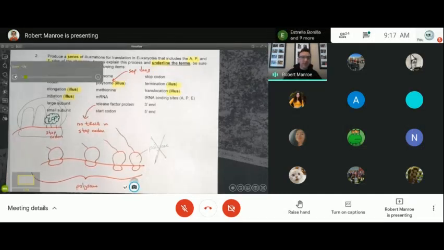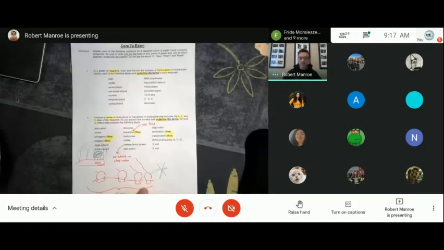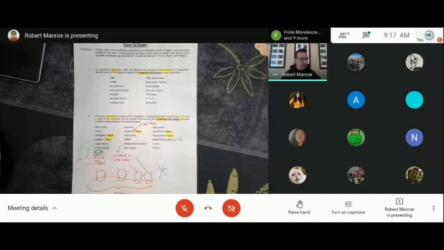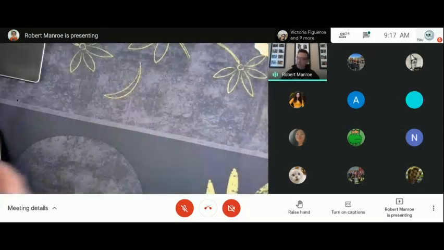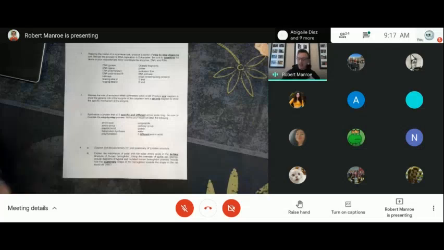So 7A comes down to transcription and translation. Any questions on that? So far, no? Good? Okay. All right. 7B. 7B, same thing, is step by step.